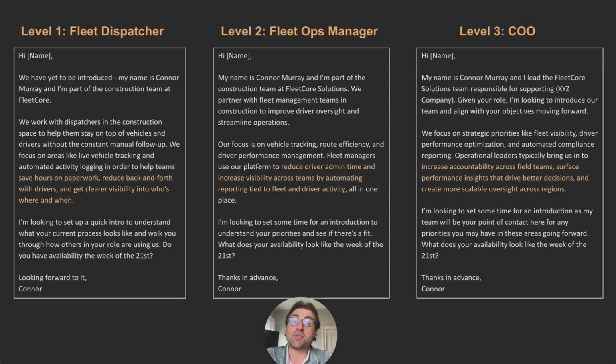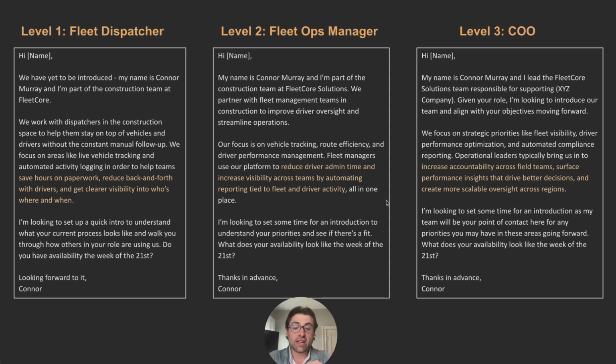In the fleet ops manager one, I said reduce driver admin time. It's more KPI focused and increase visibility across teams by automating reporting tied to fleet and driver activity. And then for the COO one, I talked about increasing accountability across field teams, surface performance insights that drive better decisions, and create more scalable oversight across regions.